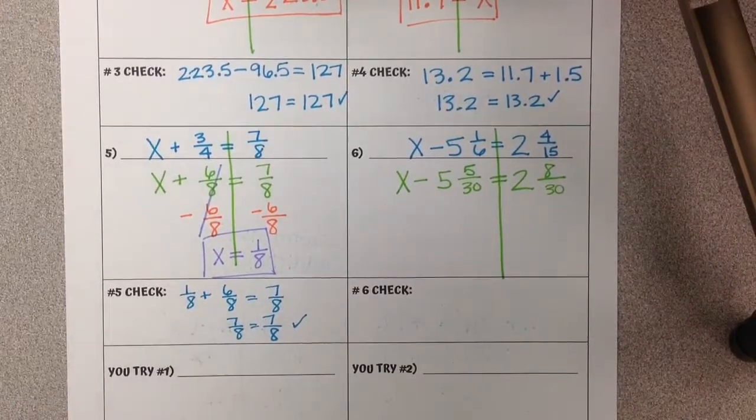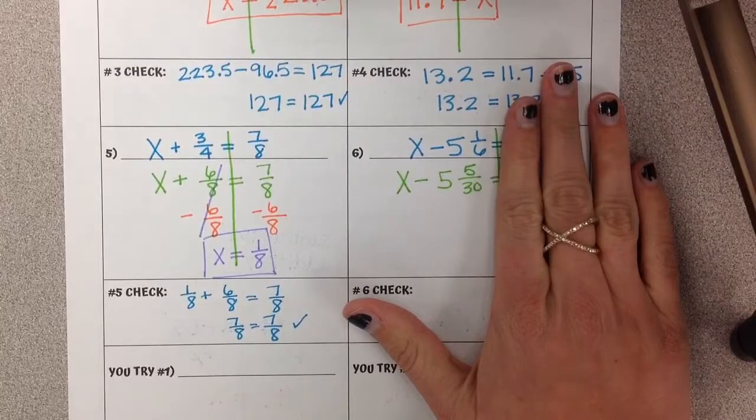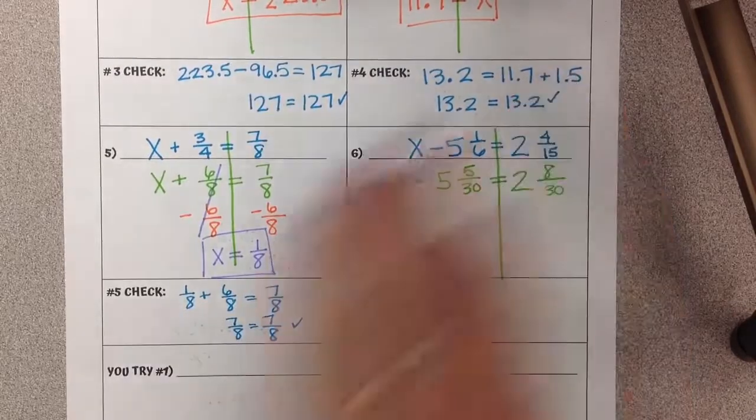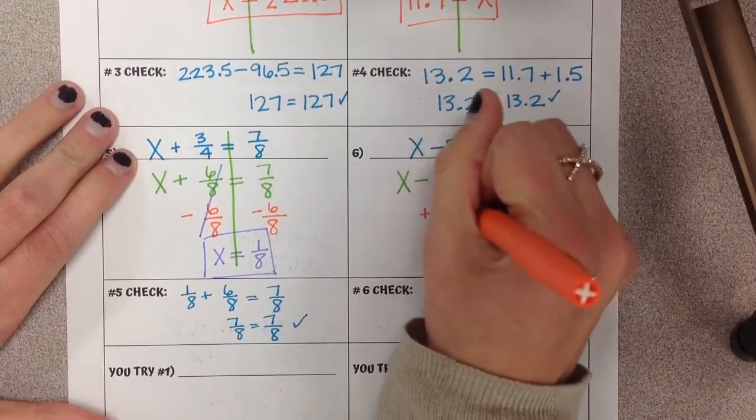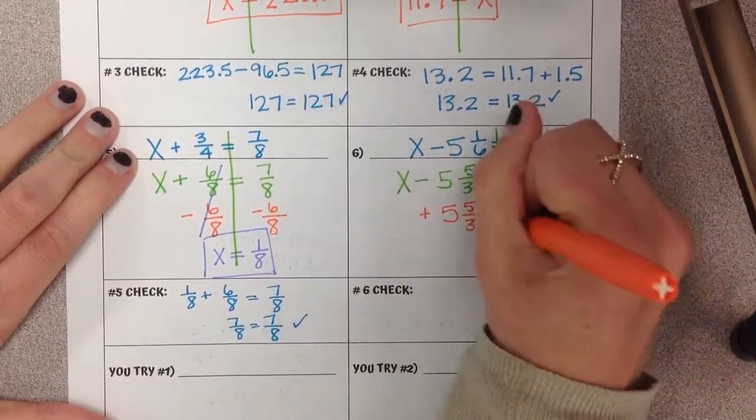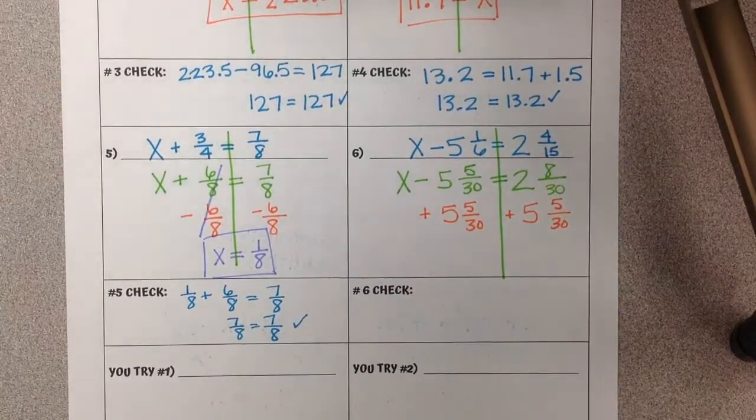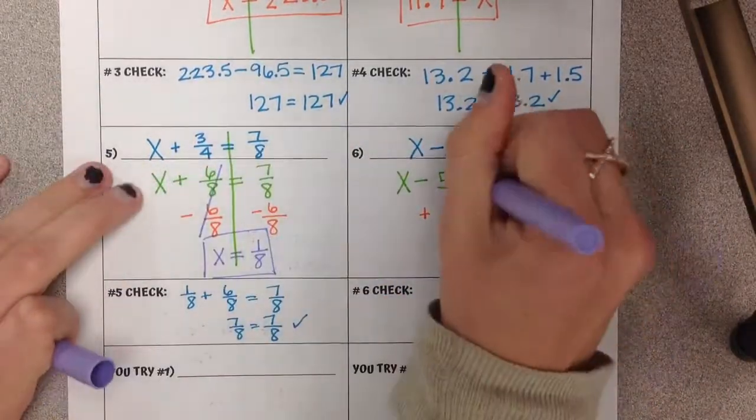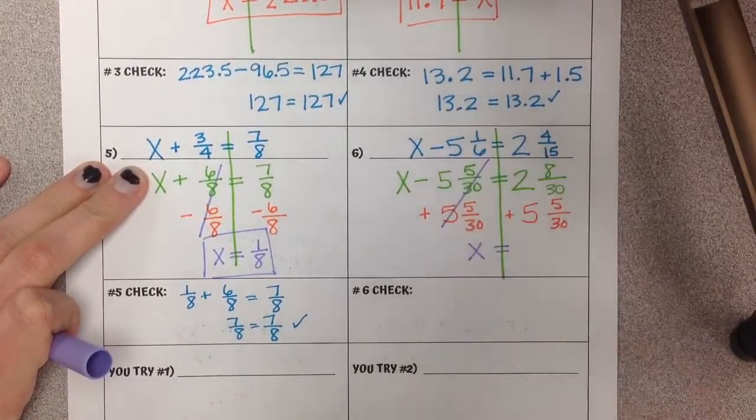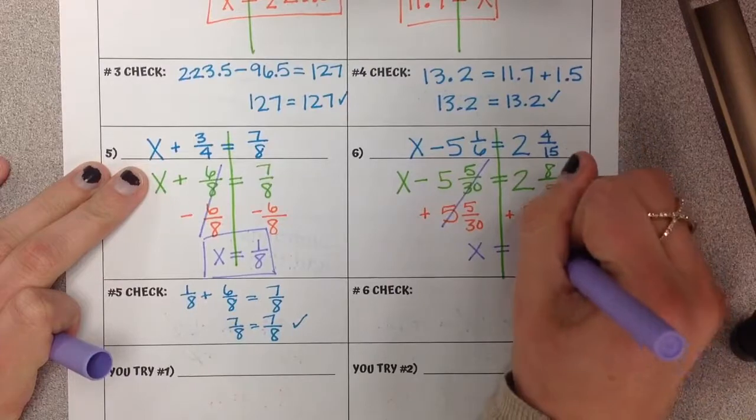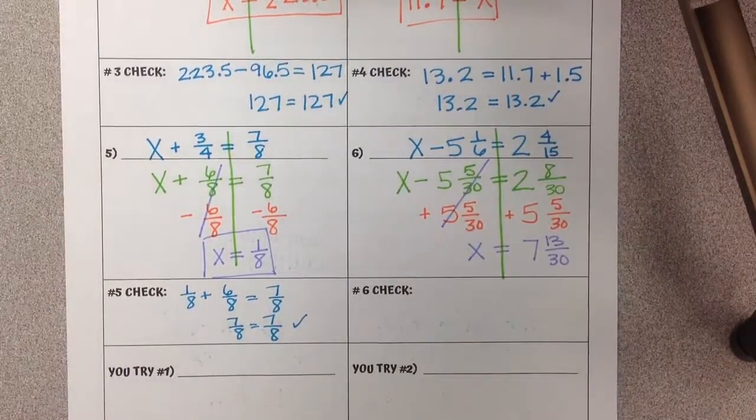Now I can actually get into solving. The side with the variable is on the left. If we are subtracting 5 5/30, we need to do the opposite, which is to add 5 5/30 to both sides. On the left side, they're going to cancel each other out. I am left with just x equals 8 plus 5 is 13/30. 2 plus 5 is 7.